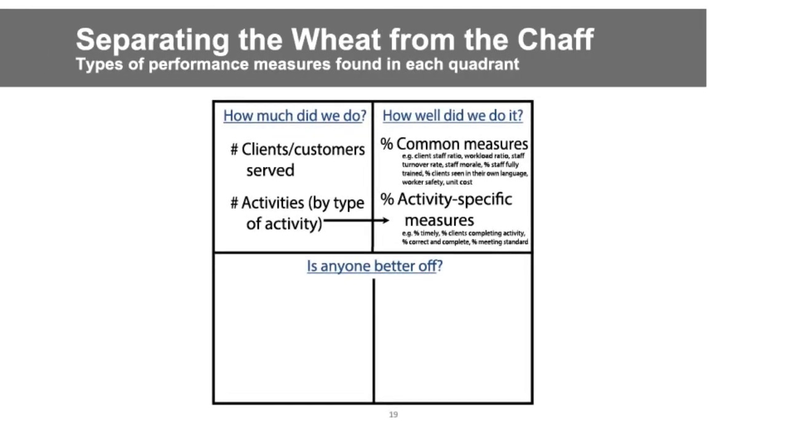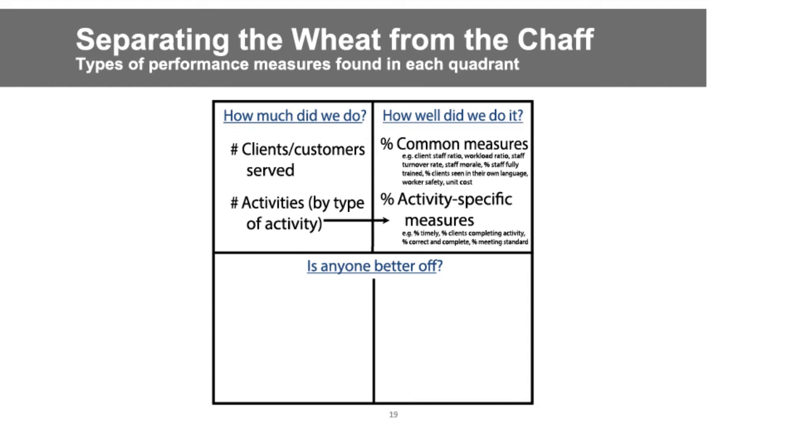Okay, so separating the wheat from the chaff, different types of performance measures, how much, how well, any better off. So how much did we do? That's about the number of clients or customers served. You always want to know that core piece of information, but also you might want to look at the number of activities that you're delivering as part of your service program or initiative. How well did we do it? Again, this is about the quality of the work that's being delivered.